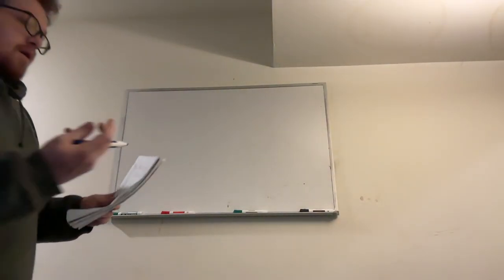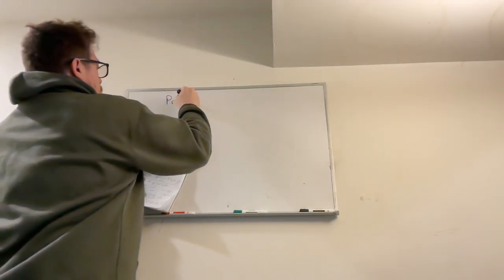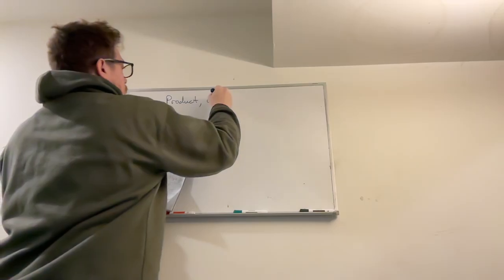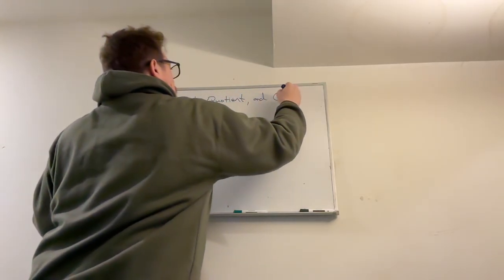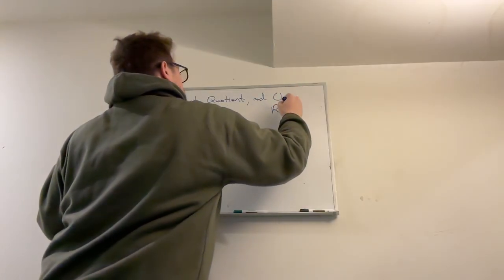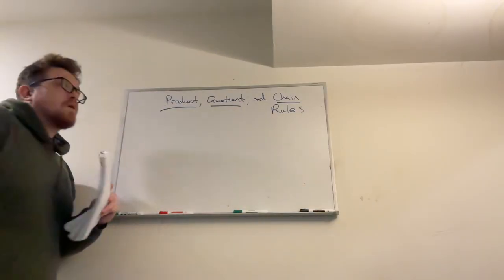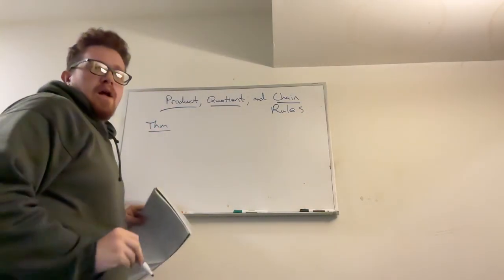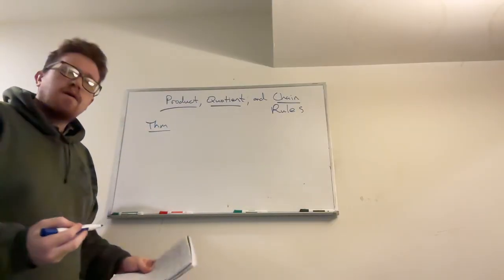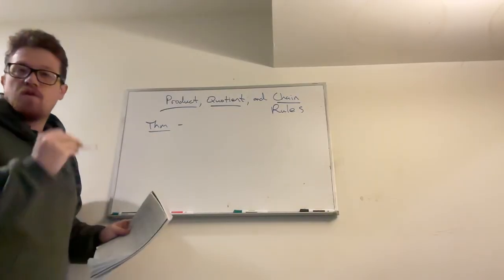Okay, so product, quotient, and chain rules. Again, you can prove these from the definition. I'm just going to write them out here, and then we're going to use them on a problem later. I don't want to have to prove each one.